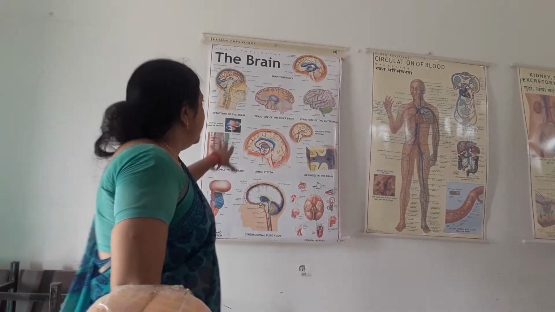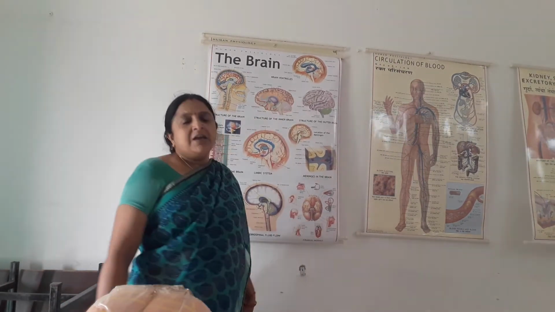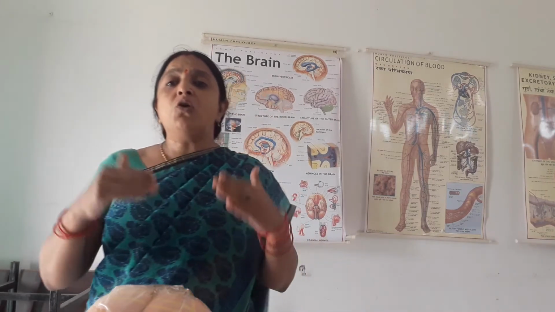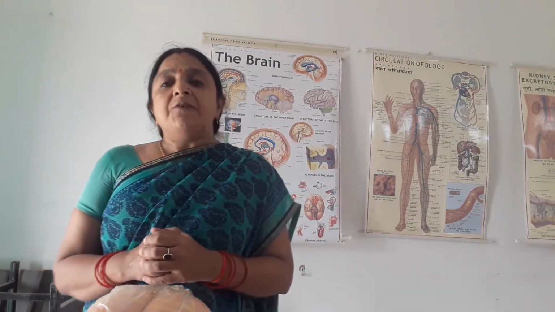So, the convolutions are present in this cerebrum, and the cerebrum is again divided into, sorry, four lobes. The first lobe is called the frontal lobe. The frontal lobe is associated with reasoning, thinking, planning, and speaking. This lobe is associated with these functions.